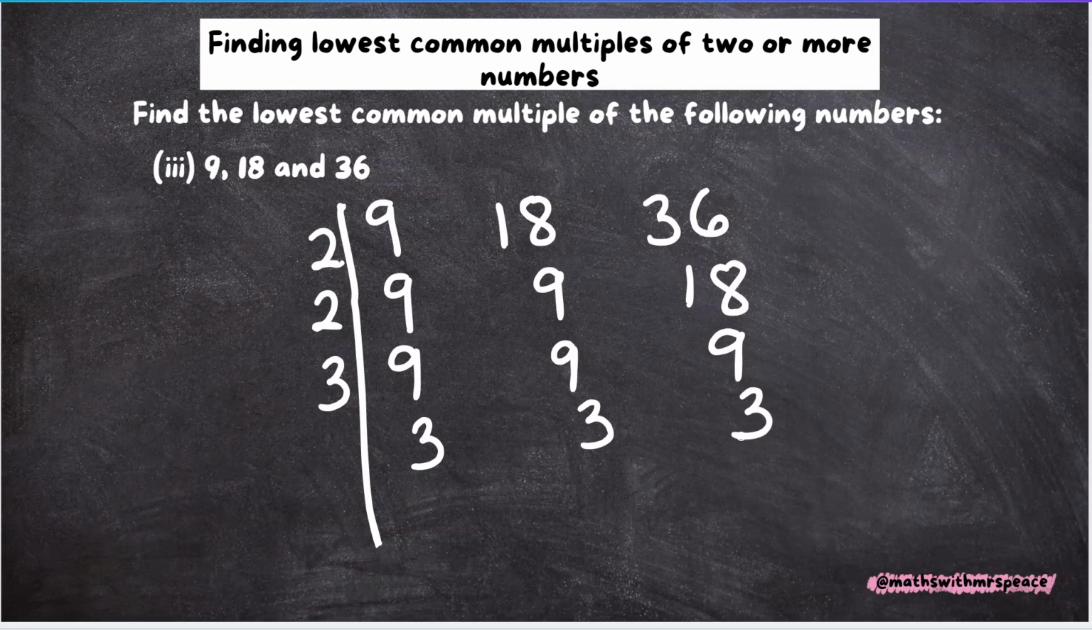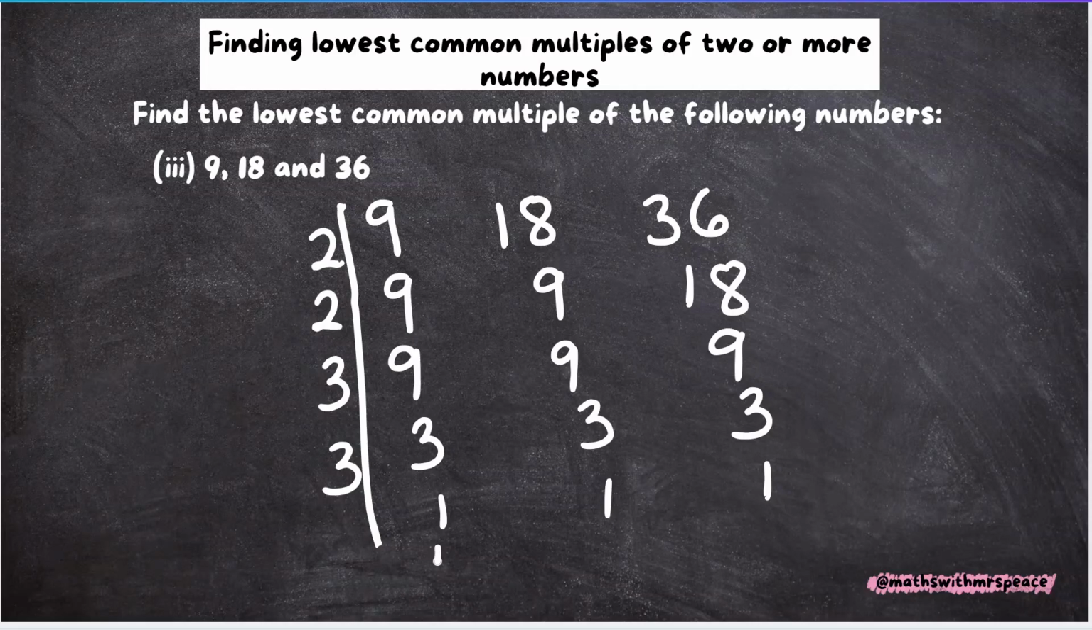And of course, the next factor that can divide this without a remainder will be 3 again. 3 divided by 3 is 1. 3 divided by 3 is 1. 3 divided by 3 again is 1. And so we've come to the end of this division and we can go ahead and multiply.